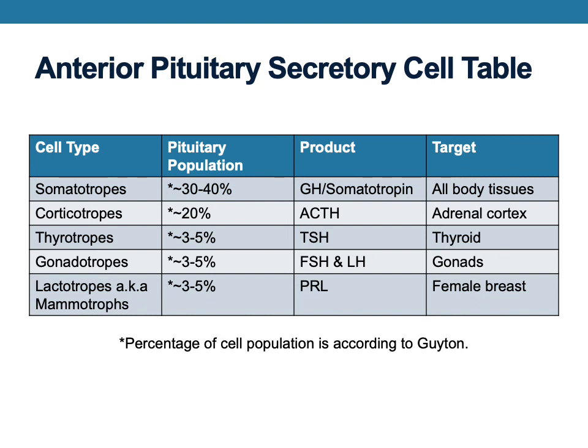Somatotropes make growth hormone, known as somatotropin, and they affect all body tissues. Corticotropes produce adrenocorticotropic hormone, and they affect the adrenal cortex. Thyrotropes produce thyroid-stimulating hormone, and they affect the thyroid gland. Gonadotropes make follicle-stimulating hormone and luteinizing hormone, and they affect the gonads. And lactotropes produce prolactin, and they affect the female breast.